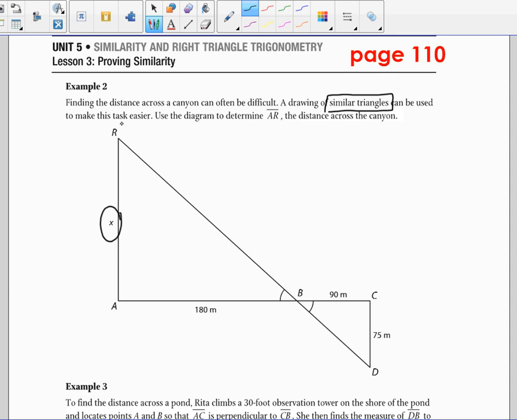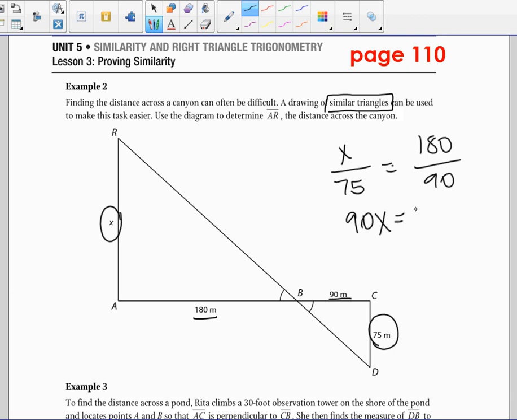So AR is the same. It's across from your vertical angle, so then that's going to go with 75, and then the 180 and the 90 are a pair. So when you set up your proportion, you have X over 75 equals 180 over 90. And then when you cross multiply, you get 90x equals 13,500. And when you solve, you get 150, and that is in meters.